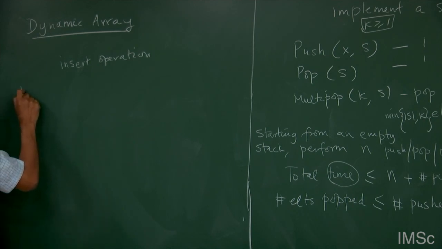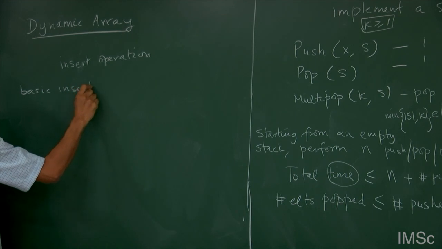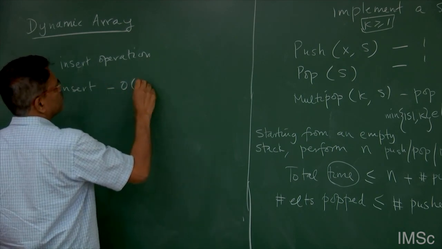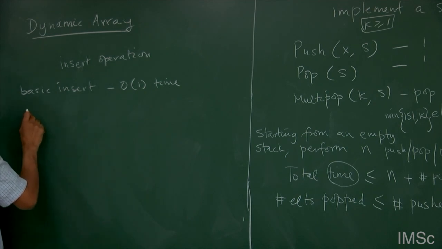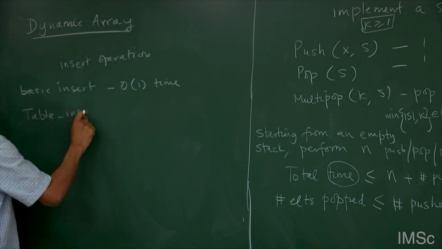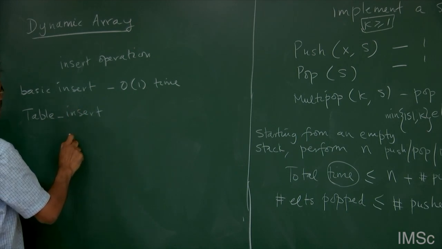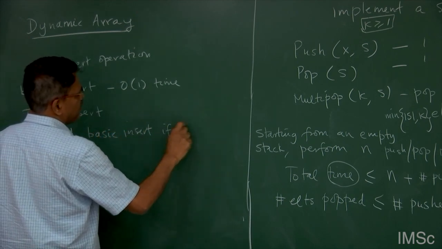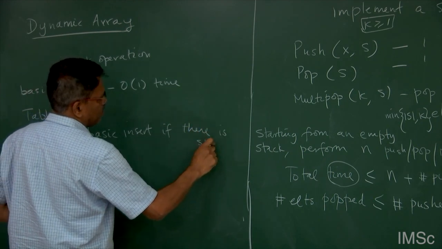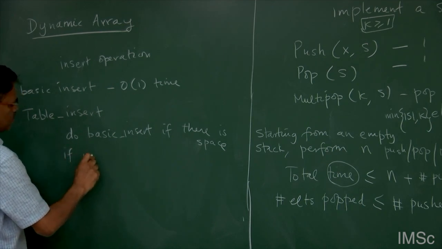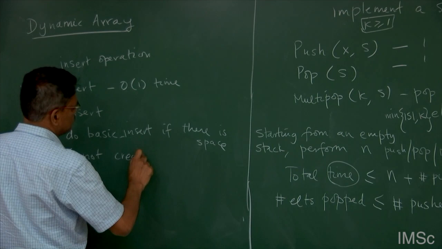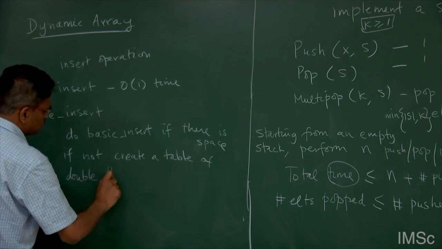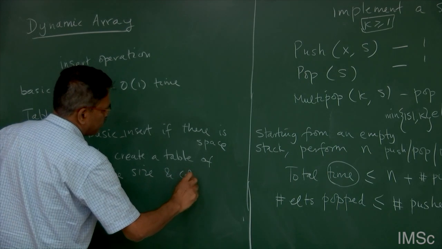there is a basic insert operation, which given an element will just go and insert it in some table, constant time. That's the assumption. And then there is this, let's call it a table insert, where the algorithm will look like this. Do basic insert if there is space. If not, create a table of double the size and copy all elements into that new table.